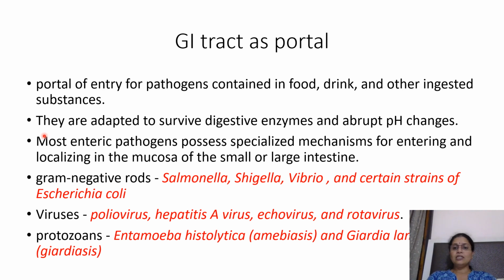And not only that, the intestine, as you know, contains a lot of digestive enzymes. So they should be protected from all this. Naturally they will have protective coatings to prohibit the digestive enzymes from killing them. Next, most of these enteric pathogens, the organisms which cause infection in the gastrointestinal tract, have some specialized mechanisms not only for entering but also for localizing in the mucosa of the small or large intestine.